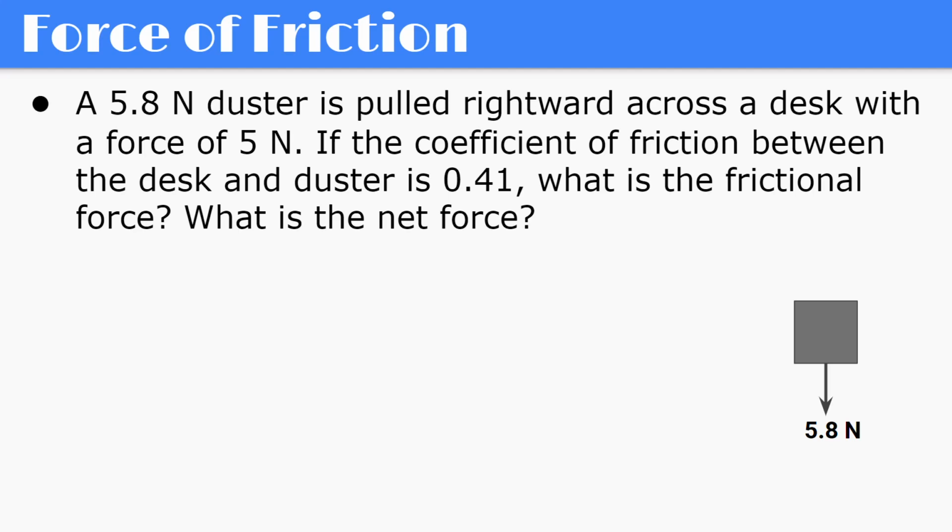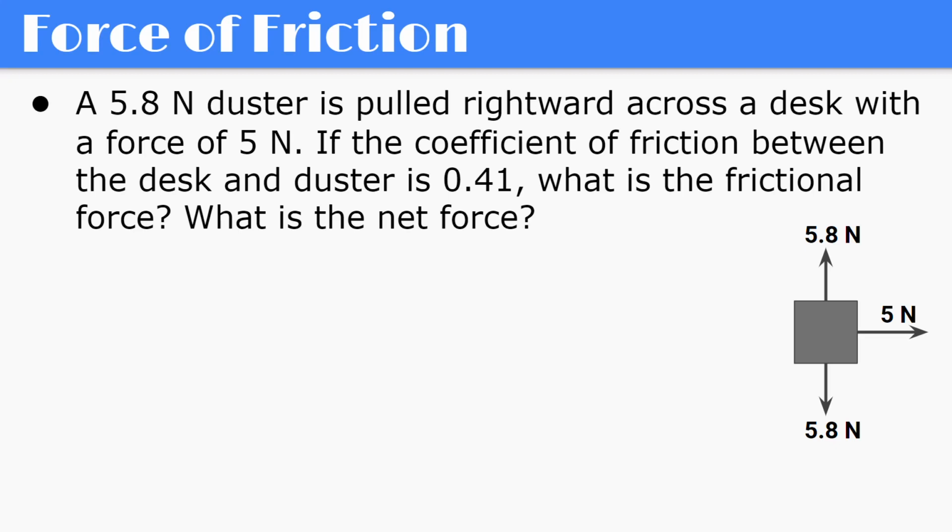Now, because we're pulling this across a desk, we have a surface that's going to push back with a normal force, and this question doesn't mention anything about my duster accelerating up or down, so I'm going to go ahead and say that I also have a normal force of 5.8 newtons upward. I want those to cancel. I want a net force of 0 vertically, based on the wording of the question. The last thing that I see in terms of forces is that it's pulled rightward with a force of 5 newtons, so I'm going to draw my 5 newtons to the right.